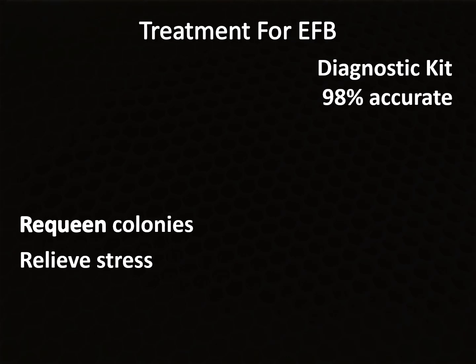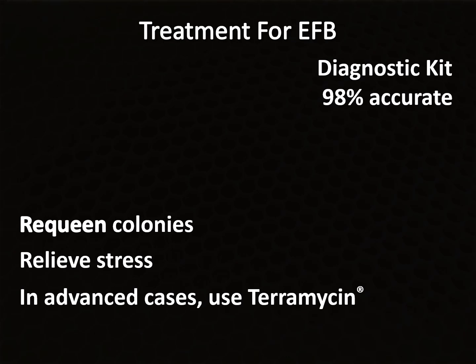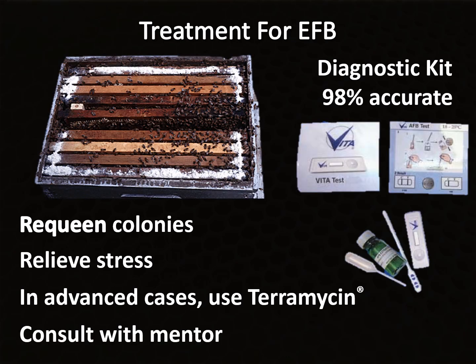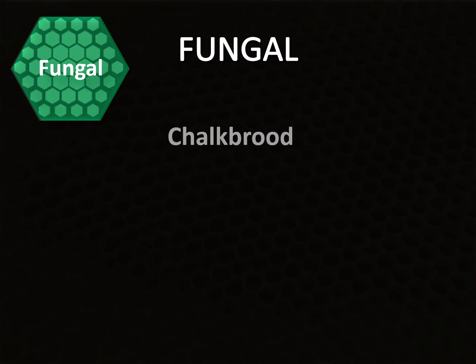The stress may be just dearth. Maybe there's a lack of food in the environment, so maybe give them a little feed on their hive. Sometimes you may have to use terramycin to knock back the fungal load, but not necessarily always. It's still worth taking a sample and sending it into the bee lab. But it's a fixable thing. EFB, European foul brood, is a fixable thing.